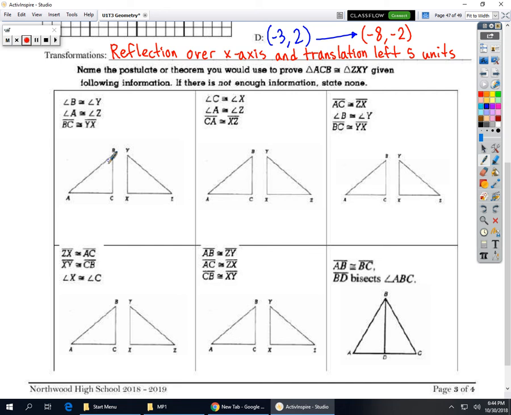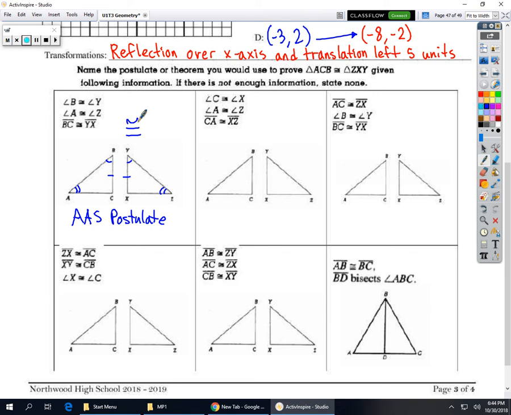So, angle B and angle Y are congruent. Angle A and Z are congruent. Mark those with 2. Finally, BC and YX are congruent. This is an angle, side. So they are congruent by angle, side. So the angle, side postulate. And they're definitely congruent.